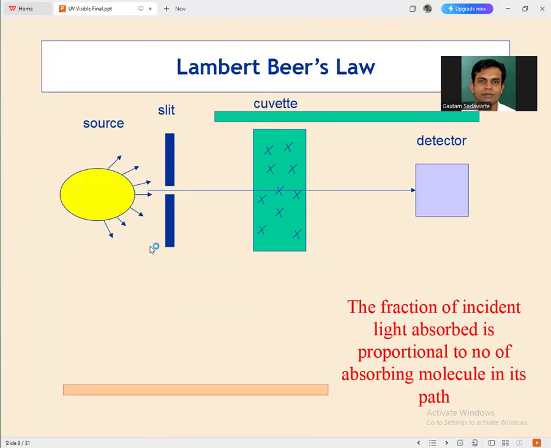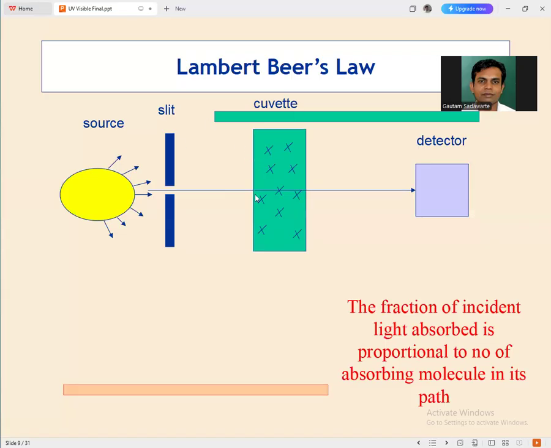In this case, we come to the Lambert-Beer law, which is associated with visible spectroscopy. So this is a source of light. When this light passes through a slit, we can select a specific light. And when this light passes to the sample, the sample is in a cuvette containing the sample.